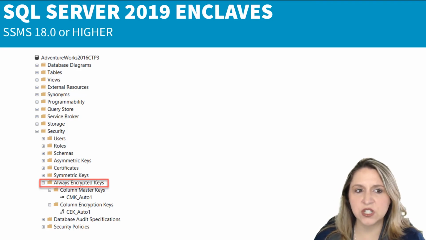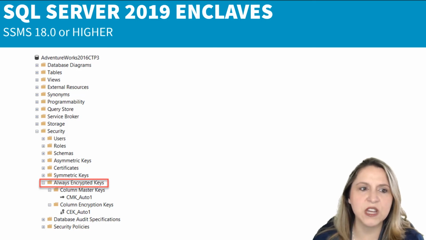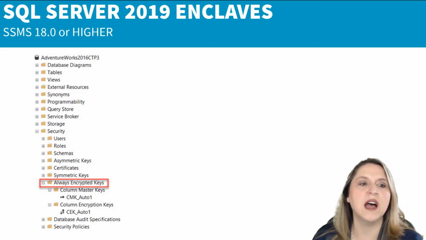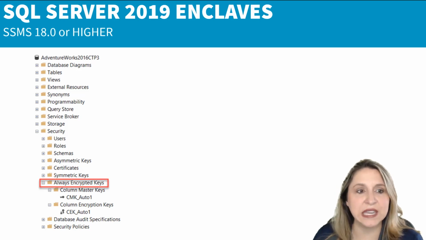You can look under security and you'll see where your key information is stored here. Again, it's metadata information, not the actual keys itself. Those are stored in your key stores, which we talked about. So you can see we've got our master key listed, and we have our column key here.